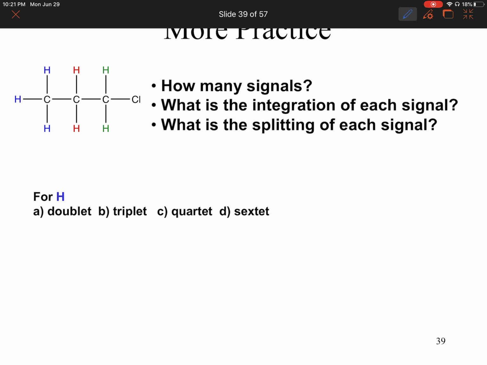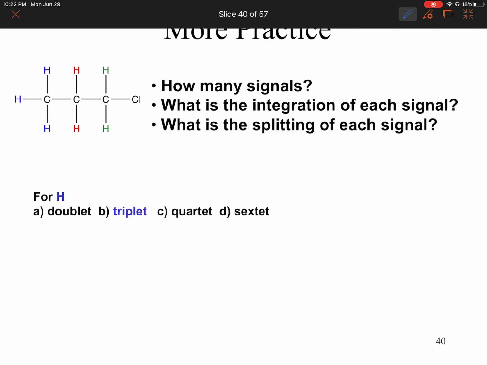And if we think about the integration, what's the integration of the blue? 3. What's the integration of the red? 2. What's the integration of the green? 2. So this ratio would be 3 to 2 to 2. All right, so now let's do some quizzes here. Let's start with this one. What would be the splitting of this blue hydrogen signal? If you think it's a doublet, we're going to put A, triplet, B, C, quartet, D, sextet. Go ahead, click your answer.